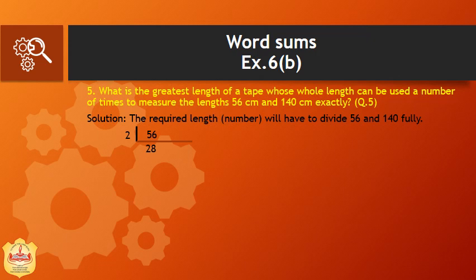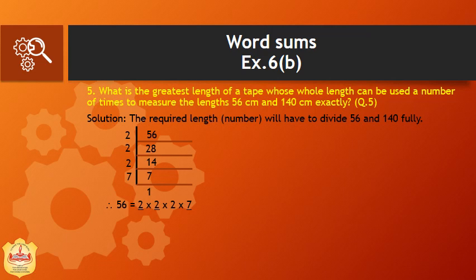Again, we can divide 28 by 2 because it is an even number. So what will be the answer? It will be 14. Now again we can divide 14 by 2 because 14 is an even number. When we divide 14 by 2, we get 7 as quotient. Now we will divide 7 by 7 and we get 1 as quotient. So what are the factors of 56? 2 multiplied by 2 multiplied by 2 multiplied by 7.